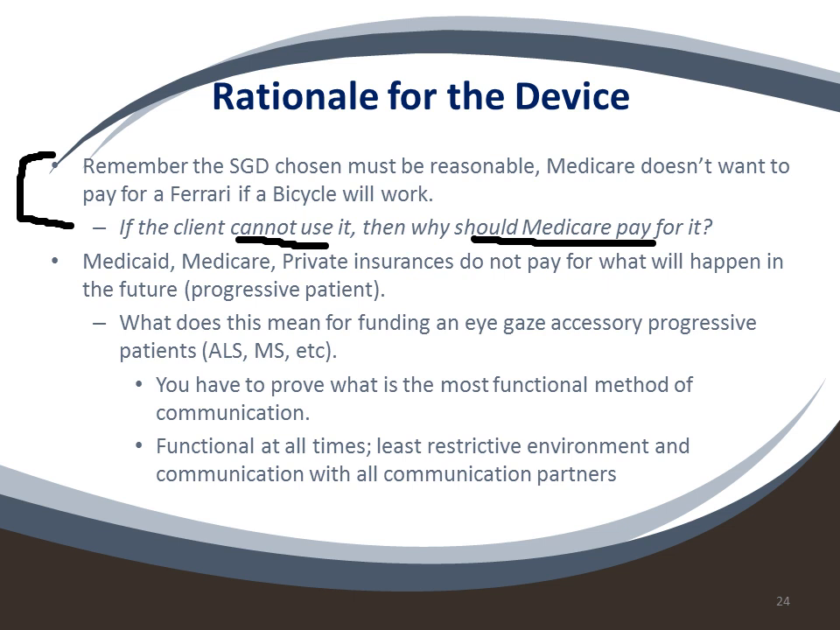All right. Medicare, Medicaid, private insurance will not pay for what will happen in the future. So you cannot say, in the future, this person with MS will no longer be able to use their hands for writing. You can't say that and expect an eye gaze accessory to be funded. Okay? That will be a denial. You have to prove what's the most functional method now. And remember, at all times, least restrictive environment with all communication partners.